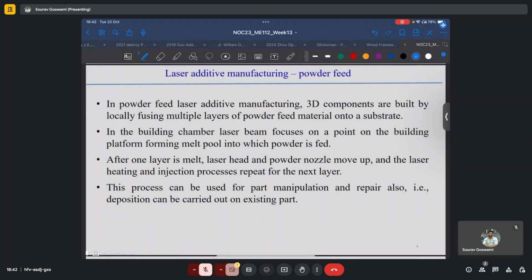On the other hand, in powder feed-based laser AM processes, 3D components are built by locally fusing multiple layers of powder feed material onto a substrate. Whereas in powder bed type processes, you already had a bed of powder. The powder was being spread over the printing area in every pass, and the laser was simply scanning over it. Powder dynamics did not really play a role because the powder was already stationary at the start of the process.